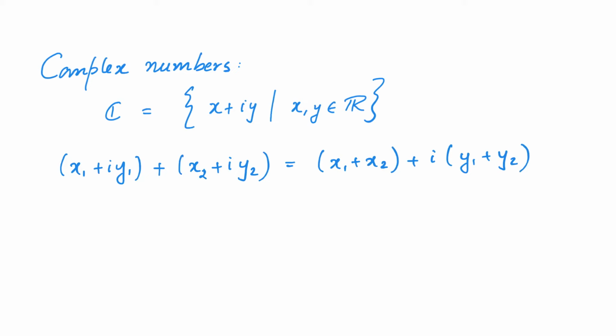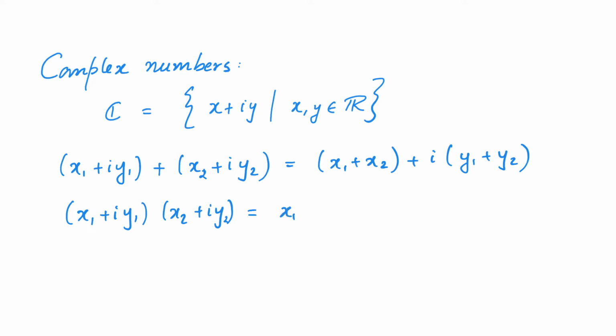And this is the sum of the two numbers x1 plus iy1 and x2 plus iy2. Now, how do we multiply two numbers x1 plus iy1 into x2 plus iy2? Assuming that multiplication and addition for complex numbers also satisfy all the nice properties like associativity, distributivity, etc., we can just expand it out.